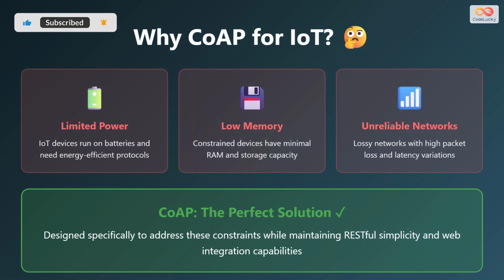IoT devices face unique challenges that traditional internet protocols cannot efficiently address. First, they have limited power resources, typically running on small batteries that need to last for extended periods. Second, these devices have minimal memory and storage capacity, often just a few kilobytes of RAM. Third, IoT networks are frequently unreliable, experiencing high packet loss and varying latency.